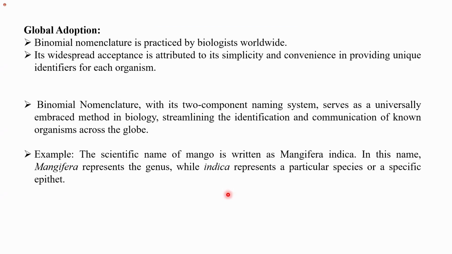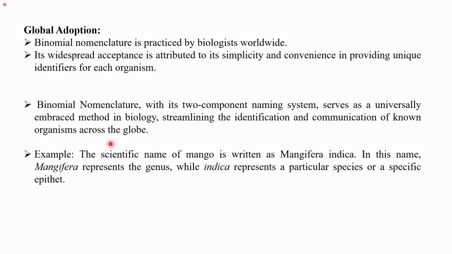Global adoption. Binomial nomenclature has been globally adopted and is practiced by biologists worldwide. Its widespread acceptance is attributed to its simplicity and convenience in providing a unique identifier for each organism. It is simple because it only involves two components. Basically it has been universally accepted, and its two-component naming system serves as a universally embraced method in biology, streamlining the identification and communication of known organisms across the globe.